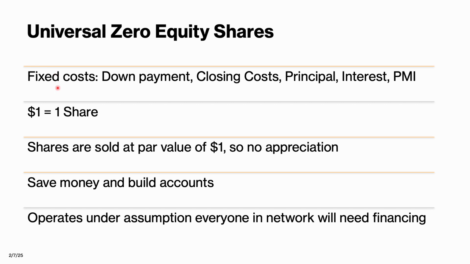One dollar you pay in fixed cost equals one share. Shares are sold at par value of $1, so no appreciation. Save money and build accounts over time. The network operates under the assumption that everyone joining the network will need financing. The heart of pass-through financing is taking a standard fixed-rate 30-year mortgage and converting the monthly payment into universal zero equity shares. Universal meaning it doesn't matter which property you go to. Any share can be represented across the network as a whole. It's not tied to one specific property.